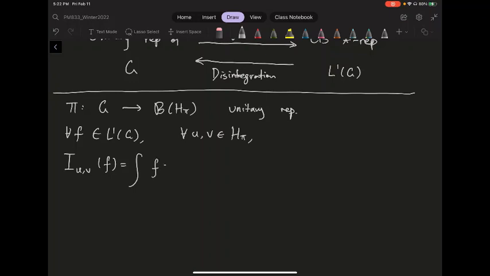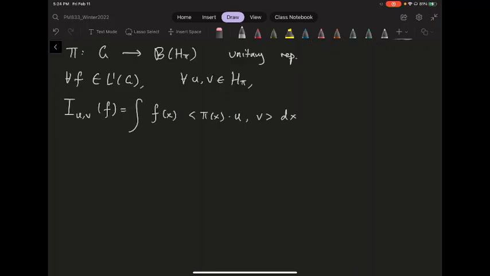Let's do the integral of f of x, and then you do the inner product of pi x u with v, and then you do the dx, okay? So if you look at this, first of all, this inner product, pi x u inner product with v, in absolute value, by the Cauchy-Schwarz inequality, is bounded above by the product of the lengths of these two vectors. But because your pi is a unitary representation, it preserves the length of u, so this is just the norm of u times the norm of v.